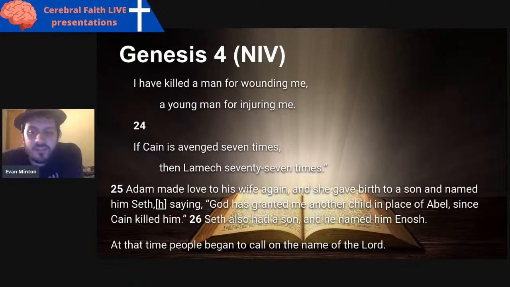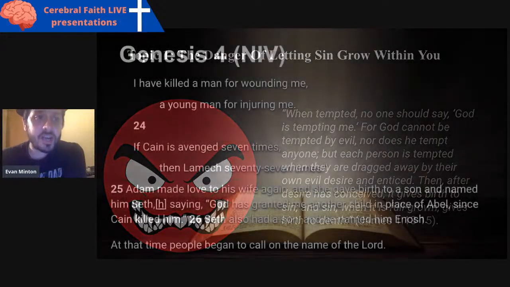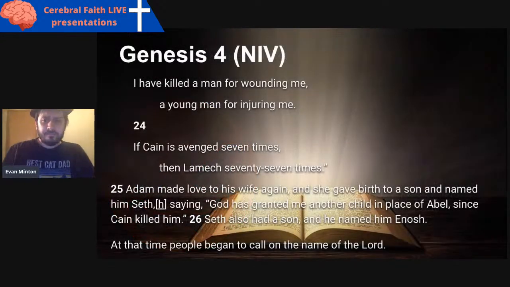Adam made love to his wife again, and she gave birth to a son, and named him Seth, saying, "God has granted me another child in place of Abel, since Cain killed him." Seth also had a son, and he named him Enosh. At that time, people began to call on the name of the Lord. So that's the chapter read in its entirety.